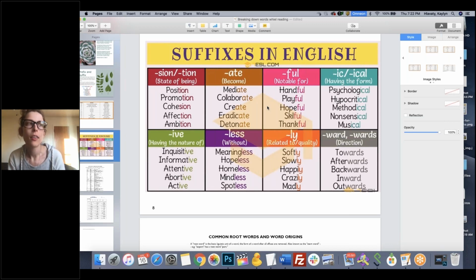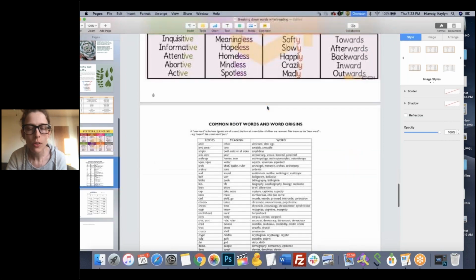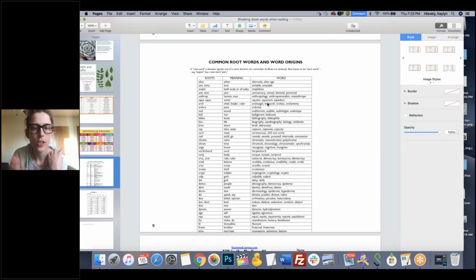Hopeful. I am feeling very hopeful about next year. Thankful is a common one that we use, maybe throughout the year. I am feeling thankful. So it's a state of how you're feeling by putting FUL there. So there are some more examples here to go over again. I broke it up even more into common root words and their origins.